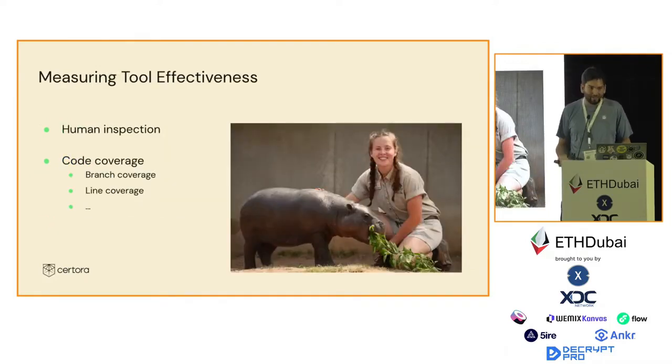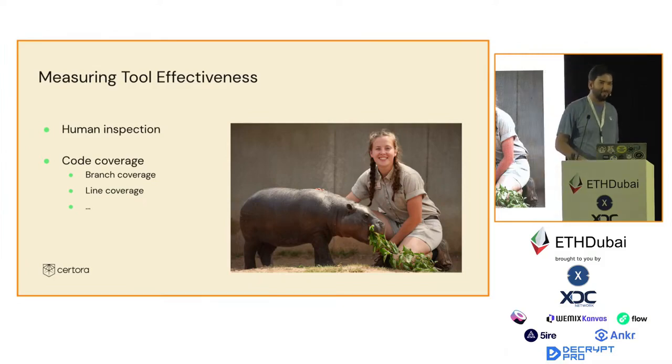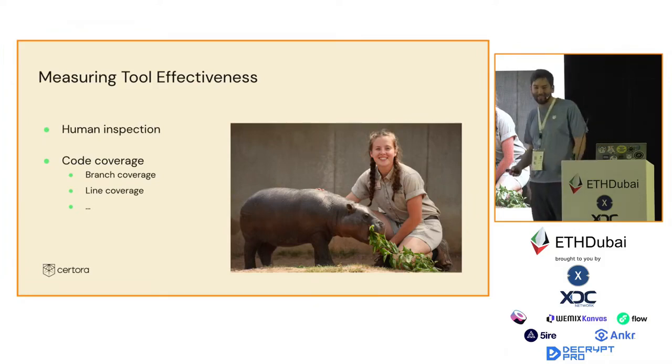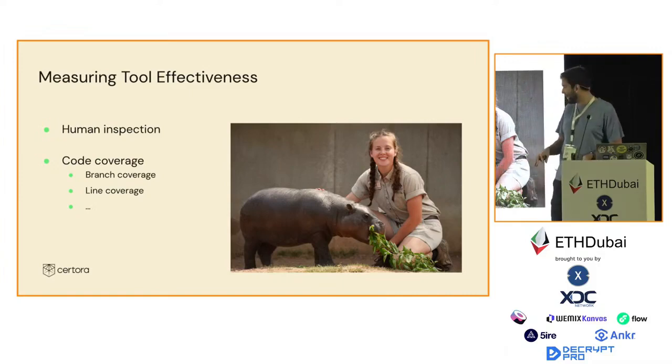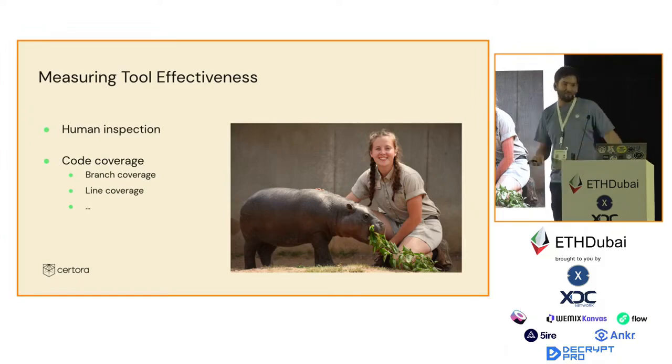Okay, so we've seen all the different animals, and now it's time for zookeeping. How do we know that we treat these animals right? How do we know that we are using our tools effectively to find bugs? One way is to have a human inspect them, meaning you have a person, an engineer, look at your tests, at your formal specifications, and so on, and check if there is something missing, if there is something wrong.